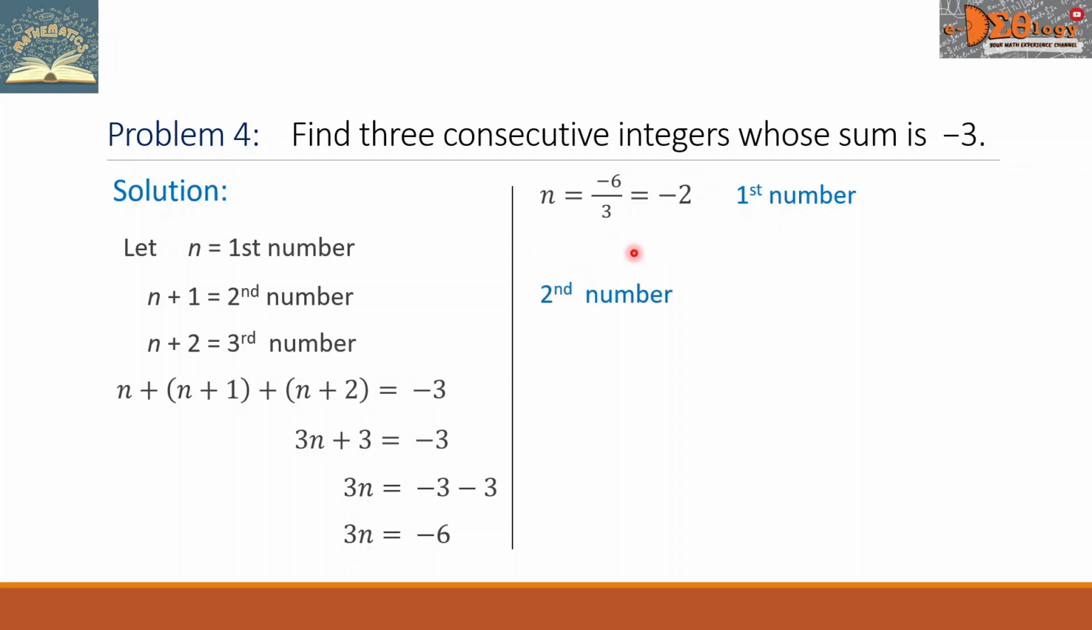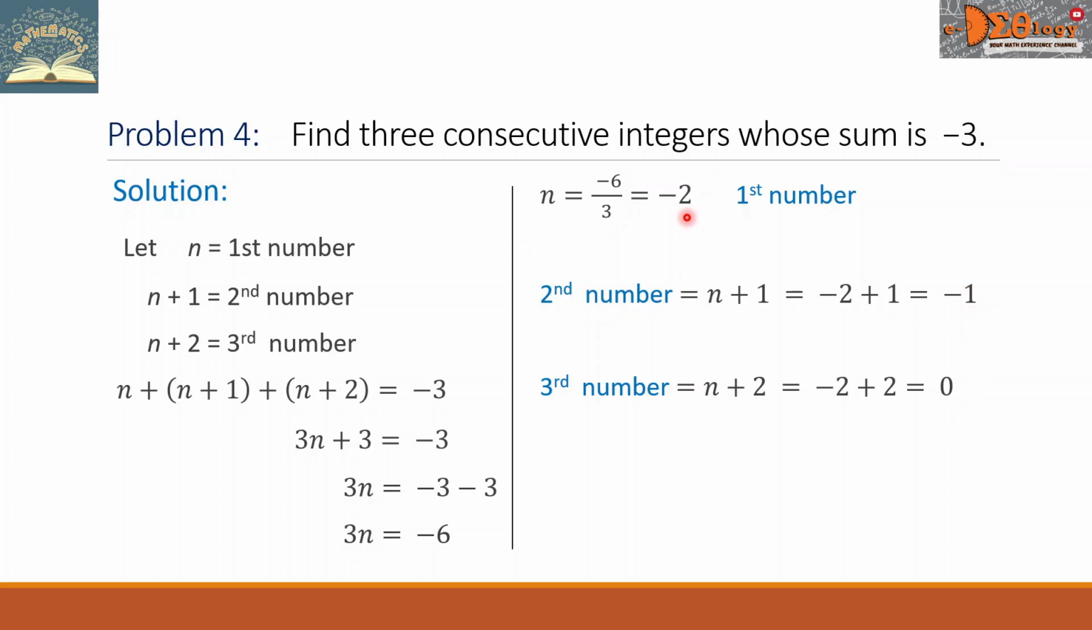Now the second number. Our formula is n plus 1. And here n is negative 2. We substitute it here. So negative 2 plus 1 equals negative 1. We go for the third number and the formula is here, n plus 2. We substitute the value of n, which is negative 2, for this n. Negative 2 plus 2 equals 0. Now we have the three numbers, negative 2, negative 1, 0.